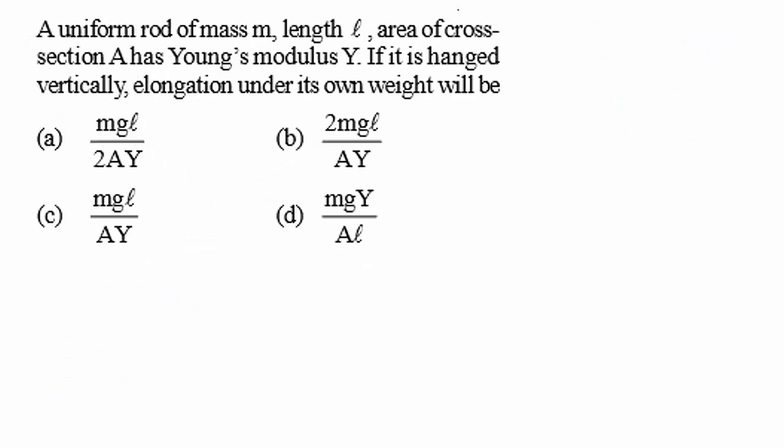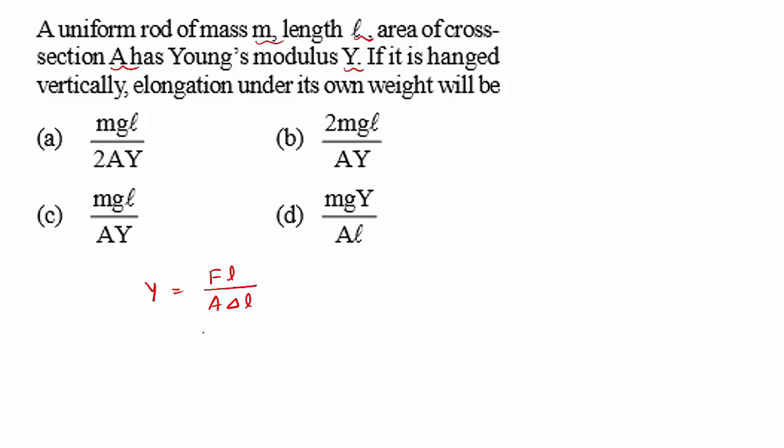A uniform rod of mass M, length L, area A has Young's modulus Y. If it is hanged vertically, the elongation under its own weight will be. This is mechanical properties of solids. In class 11 you have studied Young's modulus, bulk modulus and shearing modulus. Now we have the direct equation for Young's modulus, that is Y equal to FL divided by A into delta L. So this equation you can use here.